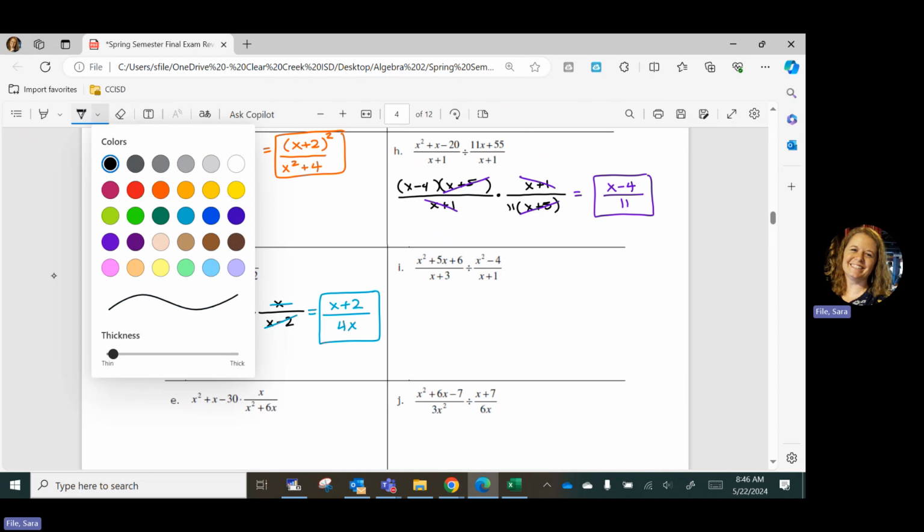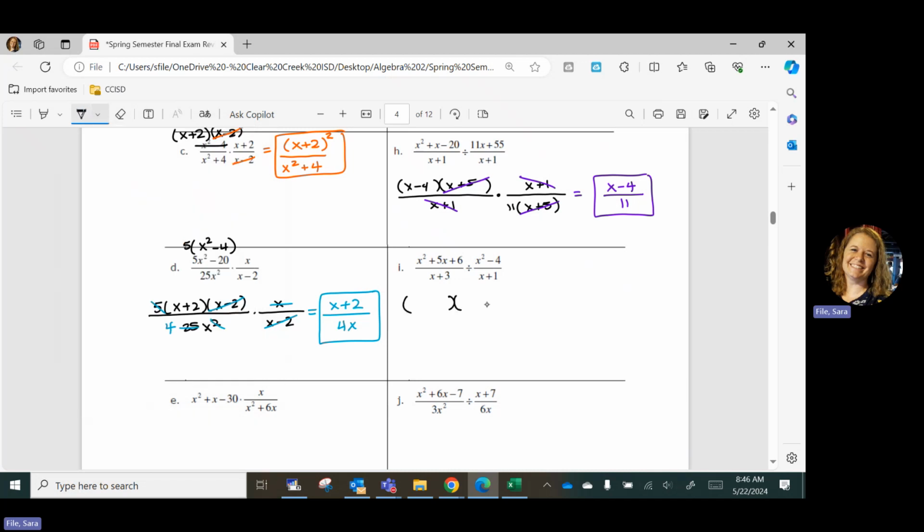Another division. So I'm going to keep but factor. Change to multiplication and flip this one, but factor. So that factors to the x plus 2, x minus 2 again. And this factors to x plus 3, x plus 2. So then I'm seeing what will reduce here, x plus 2 and x plus 3. So that simply leaves me with x plus 1 over x minus 2.